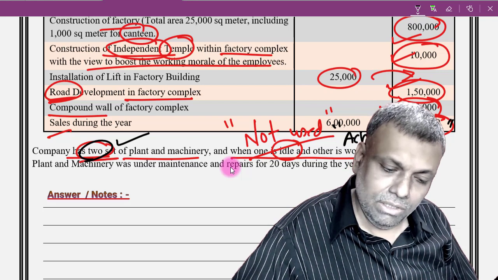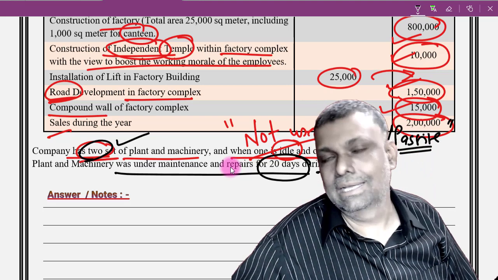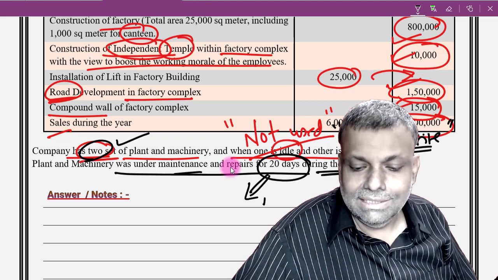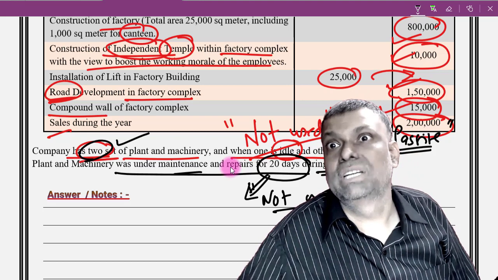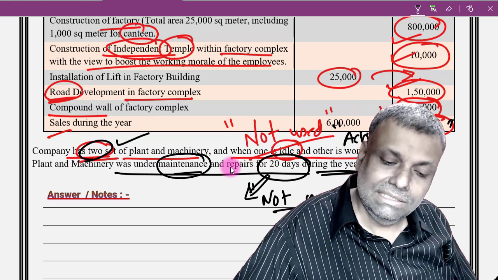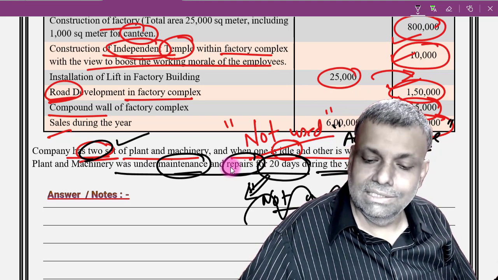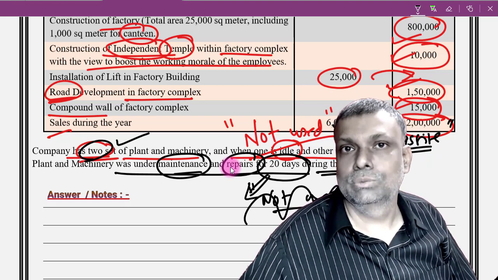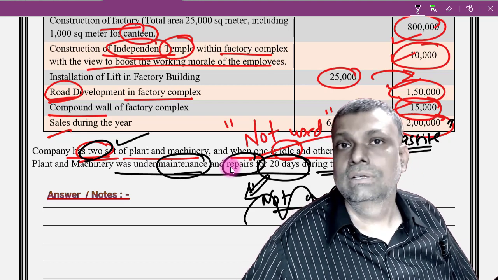Okay, then the second point: plant and machinery was under maintenance and repairs for 20 days during the year. So under maintenance and repairs, plant and machinery. Okay, so can I say that for 20 days it is not used? Can I say like that, and say I will disallow 20 days of proportionate depreciation? No. Even assets under maintenance or repairs are as good as used. You cannot say that it is not used. It is as good as used. So basically the concept of use is active use, passive use, and an asset under maintenance is also as good as used. And accordingly you have to calculate the depreciation.